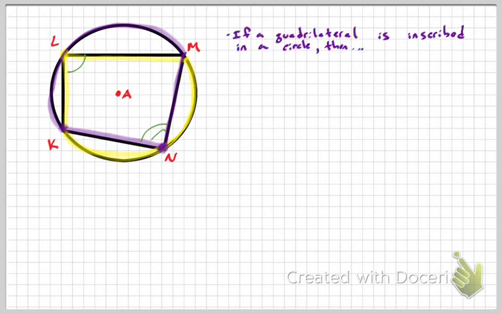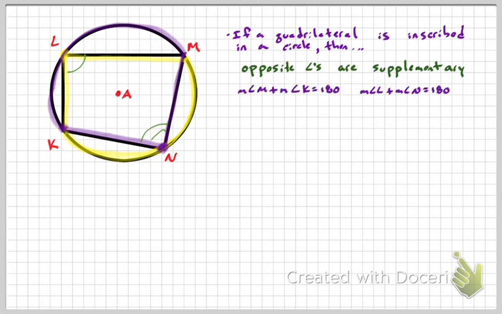So if a quadrilateral is inscribed in a circle, then opposite angles are supplementary. And the reason we know that is, again, the yellow arc and the purple arc together are making a 360 degree arc. So that means the yellow angle, angle L, and the purple angle, angle N, have to be supplementary, because 360 divided by 2 is 180, right? And we know that inscribed angles are half the arc measure. And then the same would be true for K and M, right? If I were to do the same type of drawing that I did for the yellow and the purple, you would see the same thing.